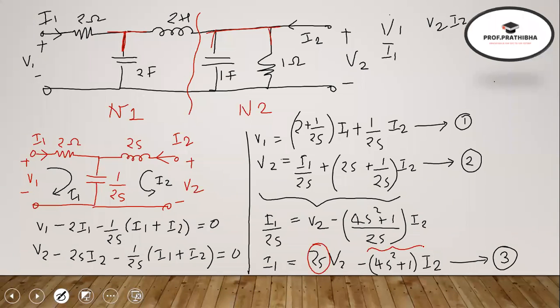Now how to find A and B? What should I do? Because now I've got the second one. That means I got I1 in terms of V2 and I2. How do I get the first one? What should I do? Anyone? I will substitute I1 in the first equation. Yes, I have to substitute my 3 in 1. Please substitute 3 in 1.